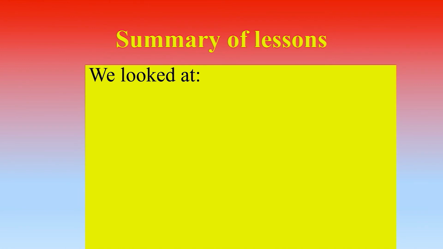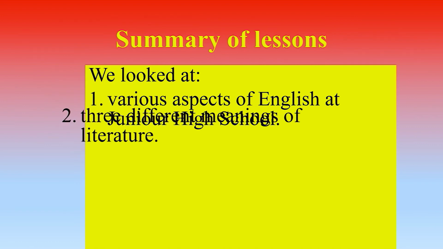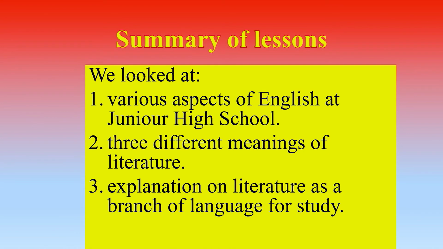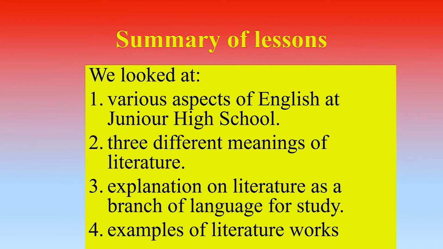In summary, these are the things we looked at. We looked at the various aspects of English at junior high school. We reminded ourselves of the various aspects. We mentioned grammar and others. Then we said that there are three different meanings of literature: literature as a branch of language for study, literature as the history of a group of people, and literature as any writing at all. Then we gave an explanation of literature as a branch of language for study, and gave examples of works of literature that were shown on the screen.